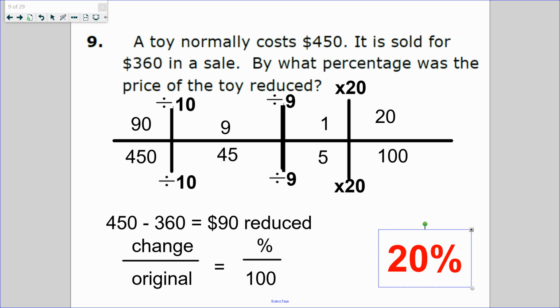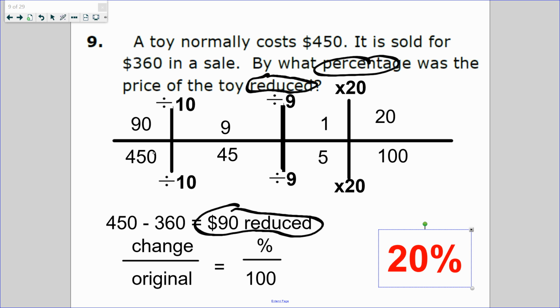Number 9, a toy normally costs $450. It is sold for $360 in a sale. By what percentage was the price reduced? Reduced means goes down. So how many dollars did it go down by? Well, if I subtract 450, that's the starting price, original price, and it goes down to $360, that means it went down as a $90 reduction. So it went down $90 out of what? What did it start at? What was the original price? 450. But I need to figure out what percent it is. So how can I turn this into a percent?